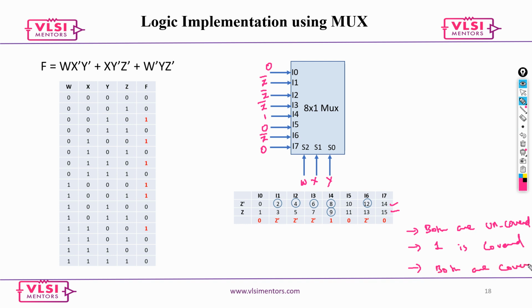Now in case of both uncovered, the value is 0, and when both are covered, the value is 1, and when only one is covered, it would be either 0, or Z, or Z bar. As simple as that, depending on the location where the covering is happening.